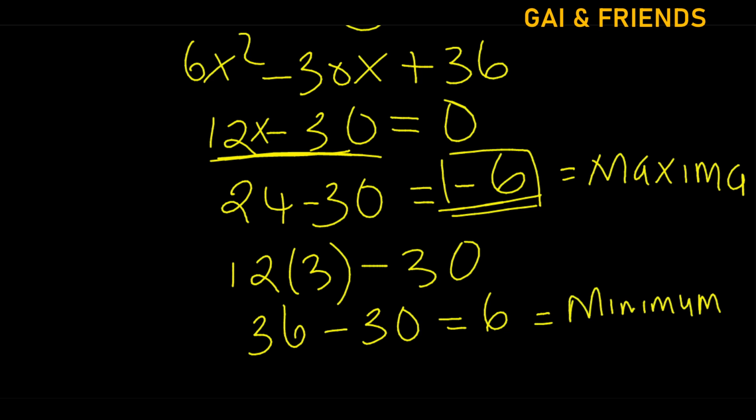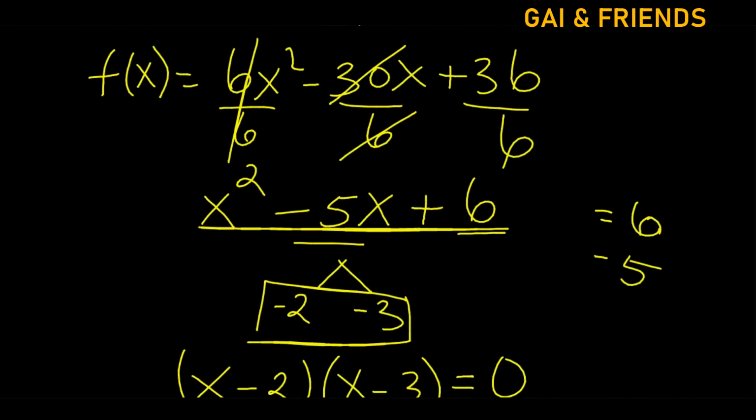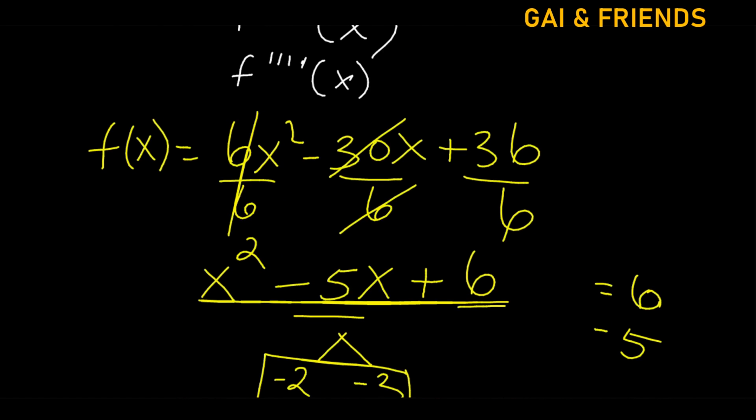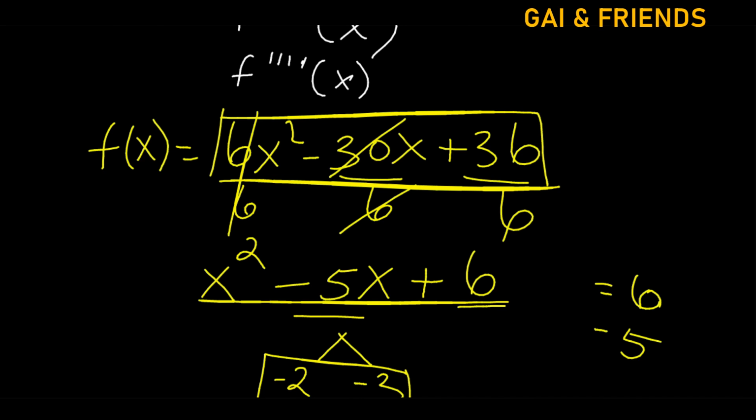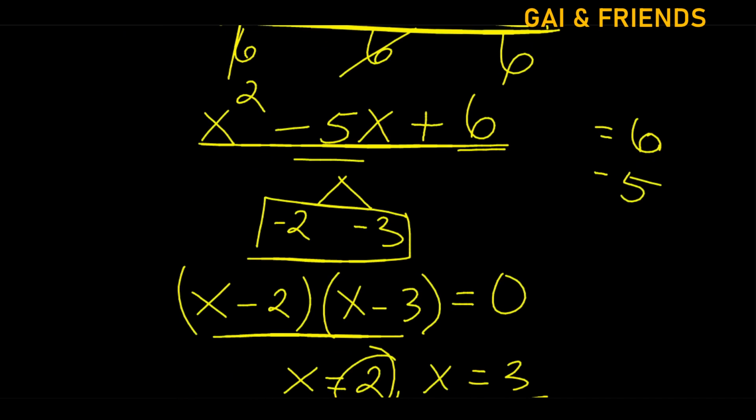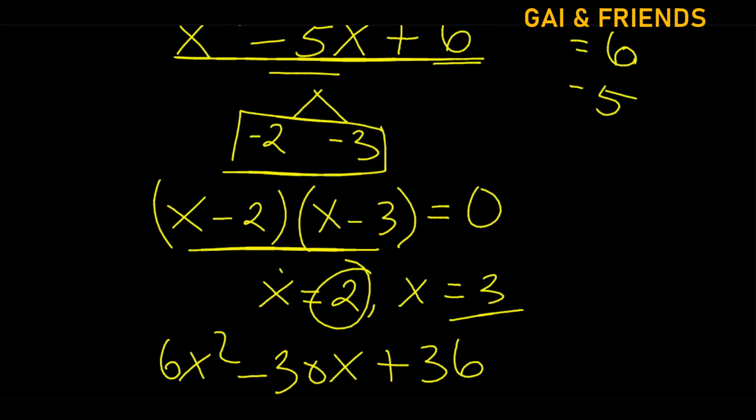Alright, it's so simple. What you need to do is, first of all, see if your equation is in quadratic form. And we are lucky here that this equation is in quadratic form. We do not need to find the derivative. So we immediately find the critical points. And we have found our critical points here. x is 2 and x is 3.